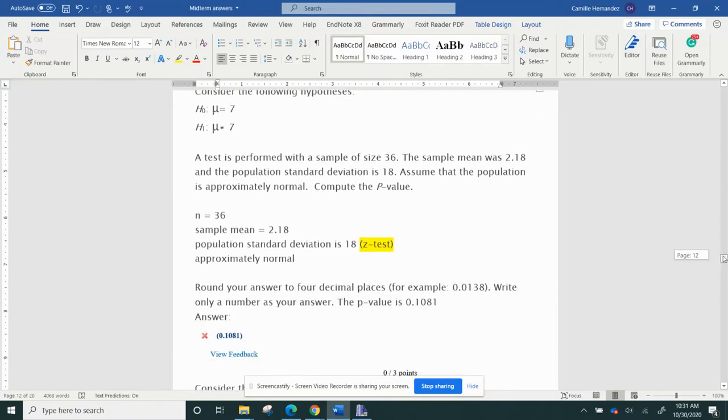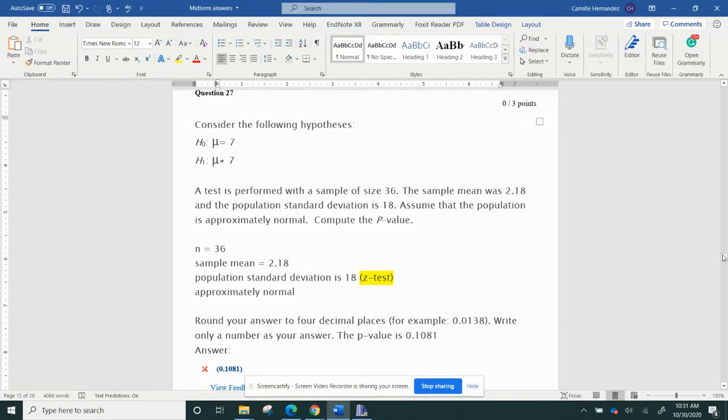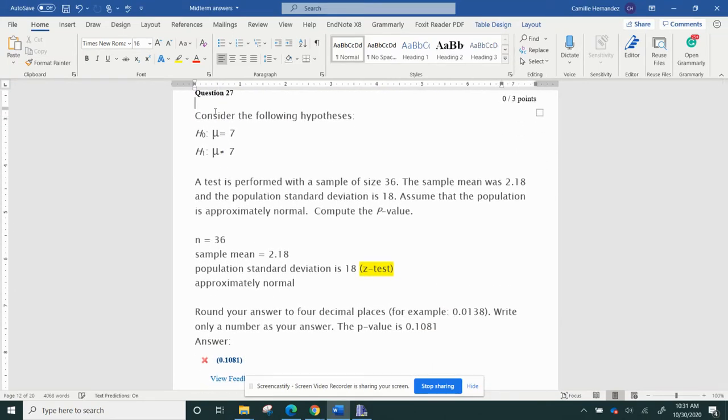All right, so I'm going to keep going and I'm going to go ahead and do z-test, which is a type of hypothesis testing. So question 27, consider the following hypothesis. The null hypothesis is the mean equals 7, and the alternative hypothesis is the mean does not equal 7. A test is performed with a sample size of 36, and the sample mean is 2.18, and the population standard deviation is 18. Assume that the population is approximately normal.